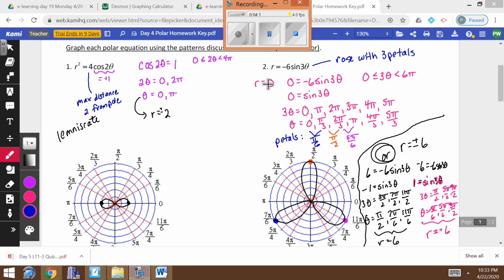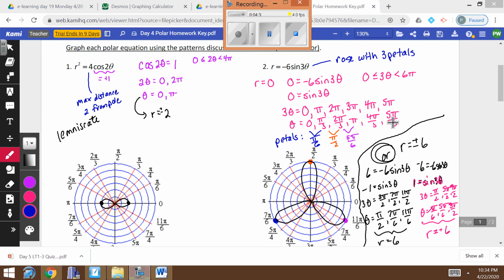So if you go through the original way we had thought about it, where is the sine equal to 0? We know that's at 0 and pi, but now we're going between 0 and 6 pi, so we had to find all the coterminal angles. Pretty easy to do on this particular one. Then we divide by 3. But these are not where our petals are. That's what's important.